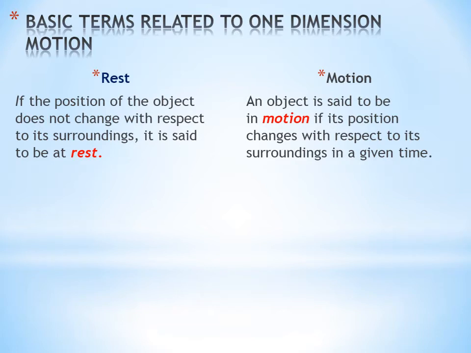One more example: if two cars are going side by side with the same speed, then with respect to each other, they are in the state of rest. But with respect to the trees and the persons on the road, they are in the state of motion. That means motion and rest are relative quantities and cannot be defined without specifying the observer's frame of reference.